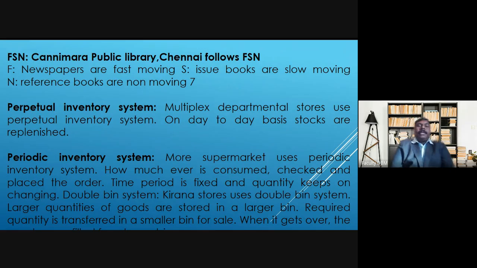And periodic inventory system. A supermarket uses the periodic inventory system. However much is consumed, check and place the order. The time period is fixed and the quantity keeps on changing. Double bin system: Kirana stores use the double bin system. Larger quantities of goods are stored in the larger bin and the required quantity is transferred into the smaller bin for sale.